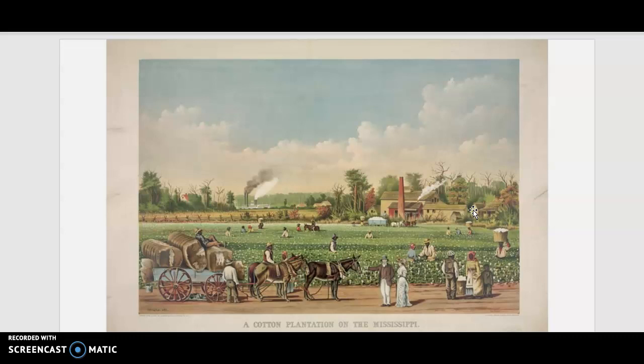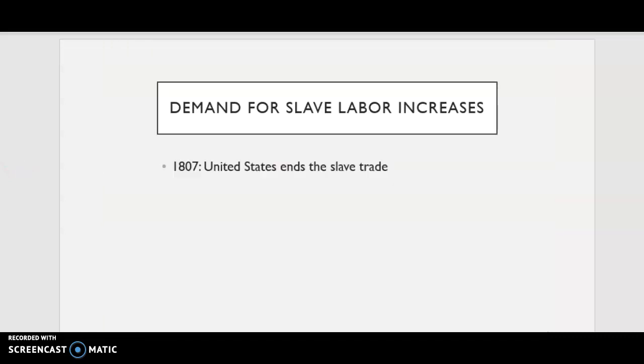So if you take a look at this, you can see it depicts this particular plantation having a lot of slaves. You can see many slaves out in the field. You can see slaves on the wagon or near the wagon. So a lot going on in this plantation depicted in this painting. So the demand for slave labor increases, right? Cotton has boomed in the United States.